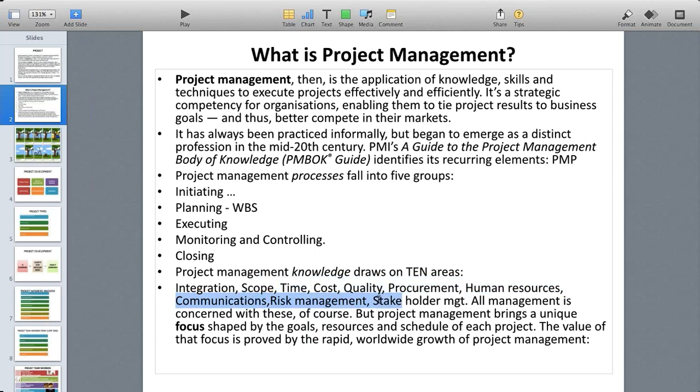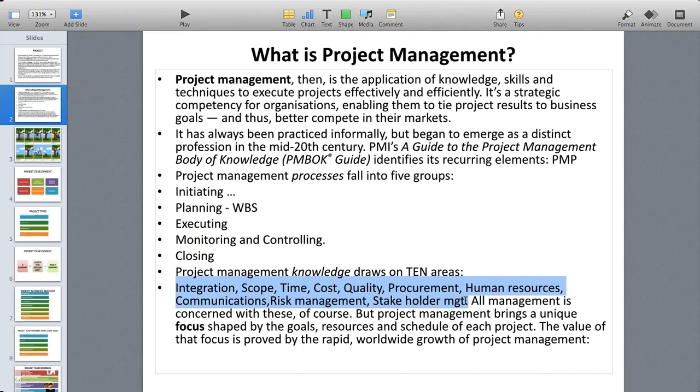That is where communications management, risk management, and stakeholder management occur. Monitoring and controlling is where quality management occurs, and then closing the project. So we have 5 groups and 10 knowledge areas. Where exactly does the project manager have to be involved? Did you see anything like requirement management here?